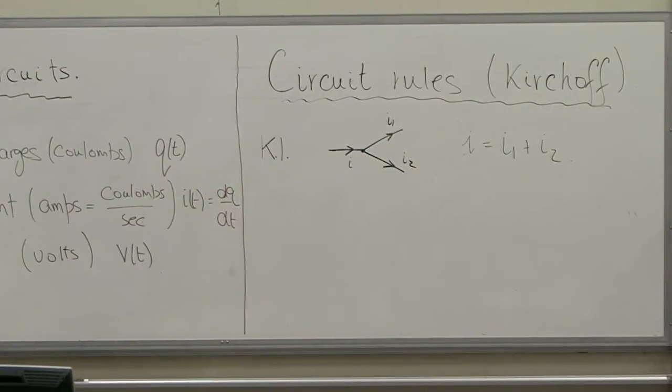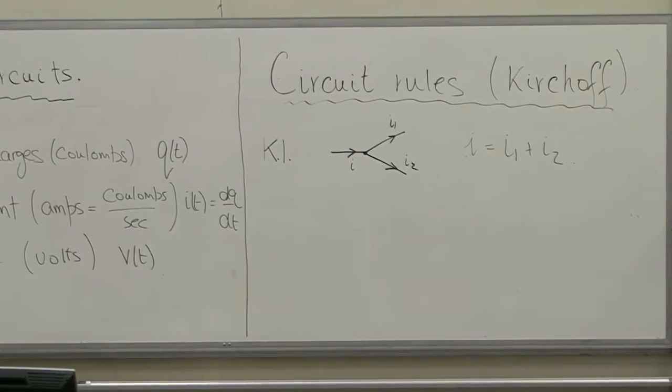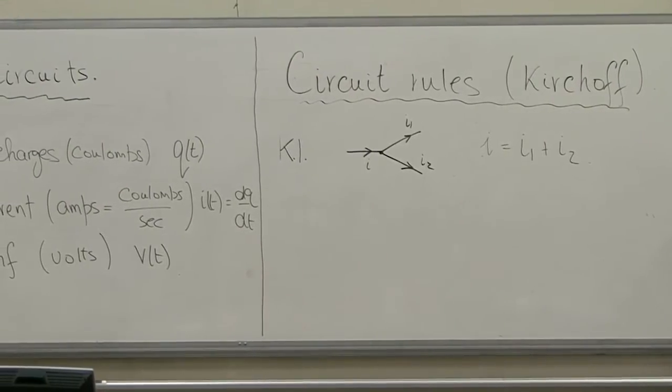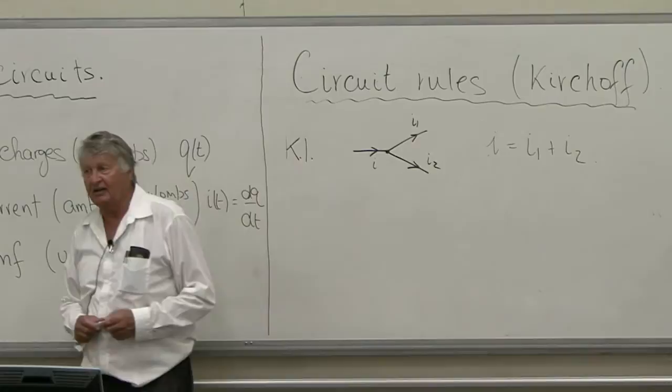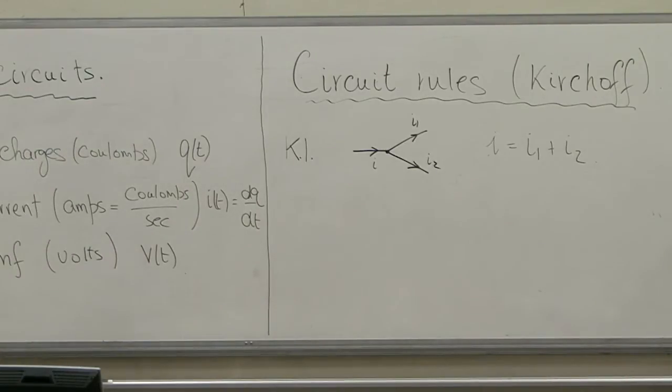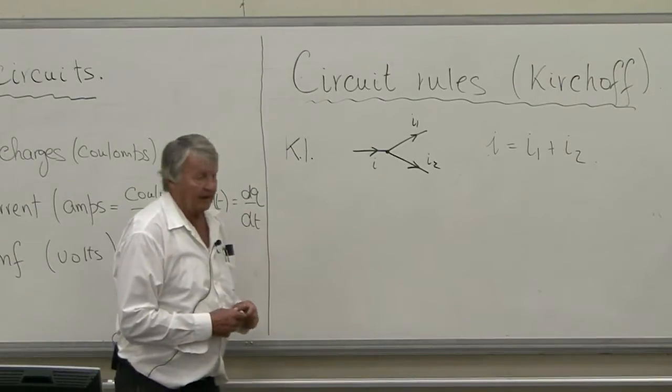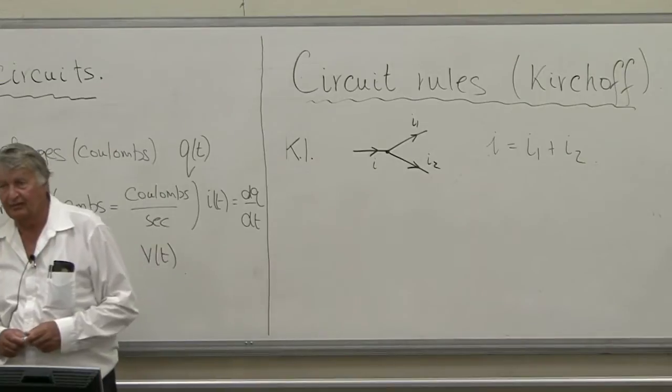This simply reflects the fact that you can't destroy charges. If you've got stuff coming in and stuff going out, and there's no way of destroying stuff at the junction, then the total stuff in has to be the sum of the total stuff out. And the stuff in this case is the charges. And that's represented by the current. The flow of charges into a junction is equal to the sum of the flow of charges out. I equals I1 plus I2. Very simple.